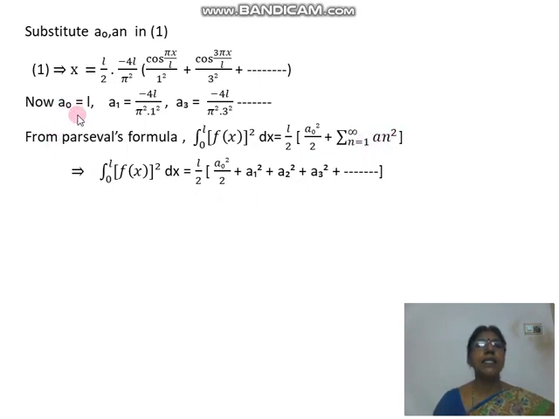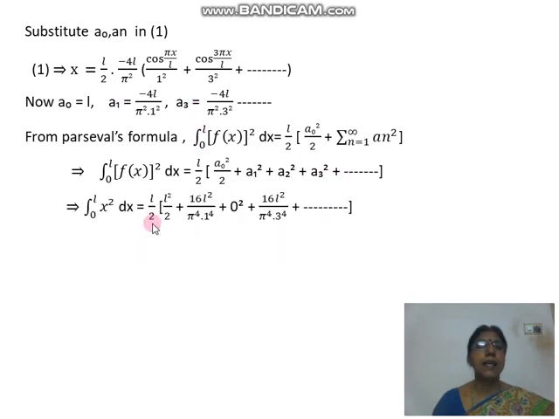Now you substitute these a naught, a1, a3 in the RHS. LHS is the same: integral 0 to L f of x, meaning x square dx, is equal to L by 2. What is a naught? A naught is L. Now a naught square by 2 means L square by 2, plus a1 square. a1 is this. When squared, it becomes plus: whole square means 16L square in numerator and pi power 4, 1 power 4 in denominator. Okay, 16L square by pi power 4, 1 power 4, plus a2 is 0.